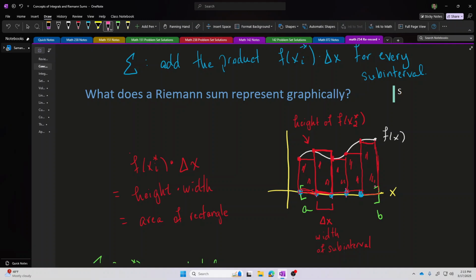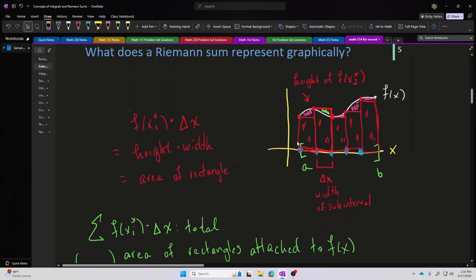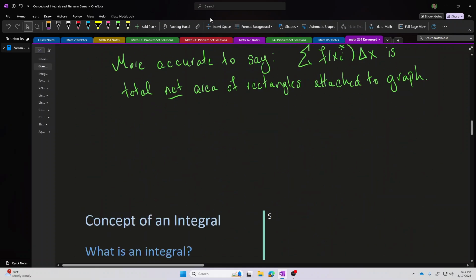For example, there are some pieces under the graph of f of x which are not included in the areas of the rectangles. And there are some pieces included in the areas of the rectangles which are not underneath the graph of f of x. But overall, those gaps are relatively small. And so the total area of the rectangles is a reasonably good approximation to the area under the graph of f of x.